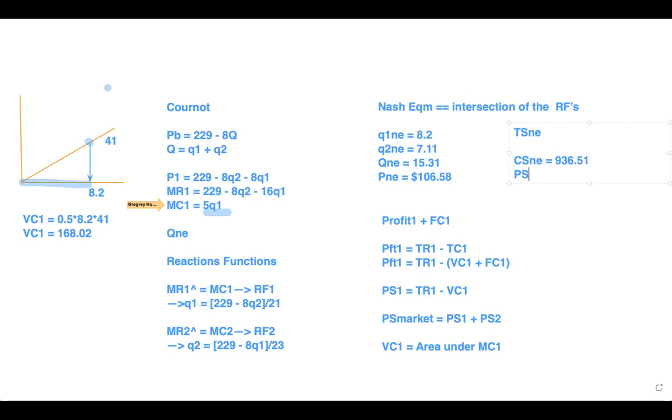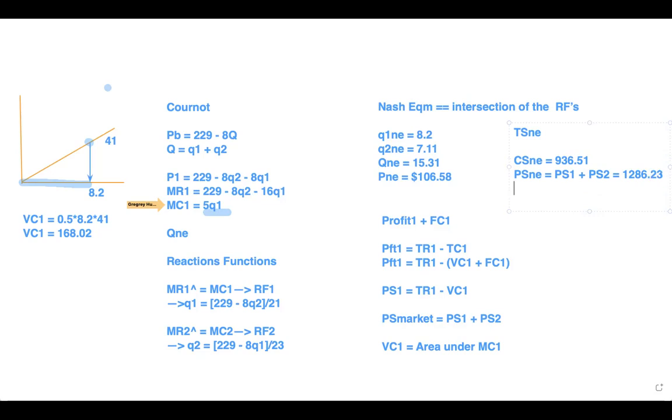And then the producer surplus under the Nash equilibrium is going to again be PS1 plus PS2. Did you get the producer surplus? I did. Okay, what did you get? I got 1,286.23. For the producer surplus? Okay.